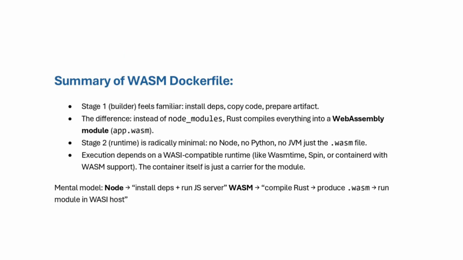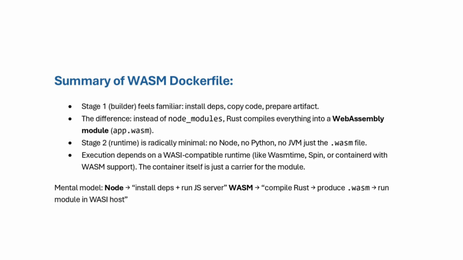Now summary of WASM Dockerfile. Stage 1 builder. This installs dependencies, copying the code, preparing the artifact. The difference, instead of node modules that is in the node, Rust compiles everything into a WebAssembly module app.wasm. Stage 2 runtime. No Node, no Python, no JVM, just the .wasm file. Execution depends on WASI compatible runtime, that is Wasmtime, Spin, or containerd with WASM support.